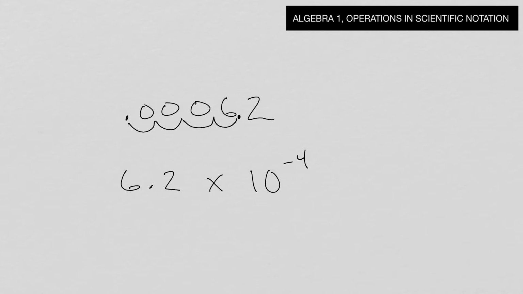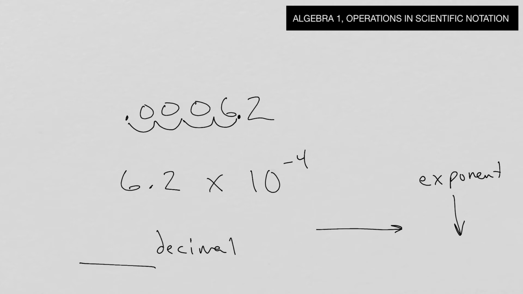So now we could get to work on these problems if you understand this concept about moving the decimal to the left and to the right. If the decimal goes to the right, the exponent is going to decrease. If the decimal goes to the left, the exponent is going to increase.